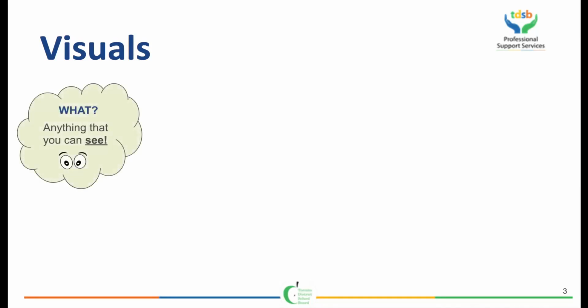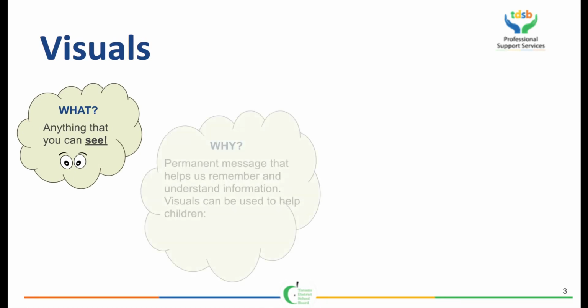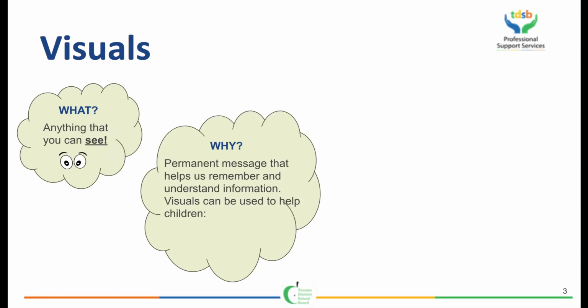So what are visuals? Visuals are anything that you can see. This includes gestures such as reaching and pointing, pictures, written words, signs, or flashing lights. Visuals are important to use as they are a permanent message that can be referred back to as often as needed in order to help us understand and remember information.